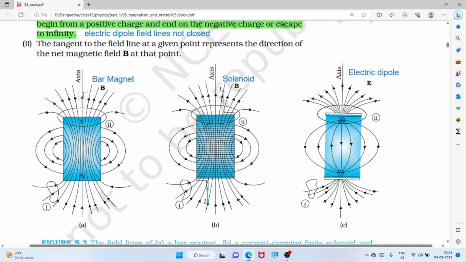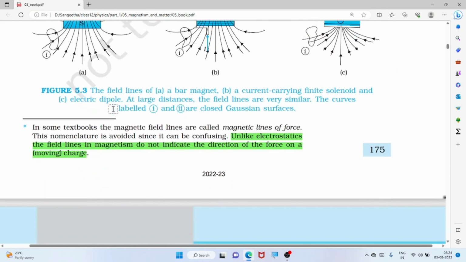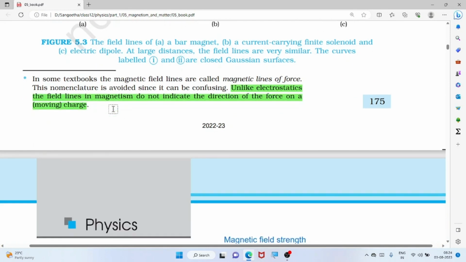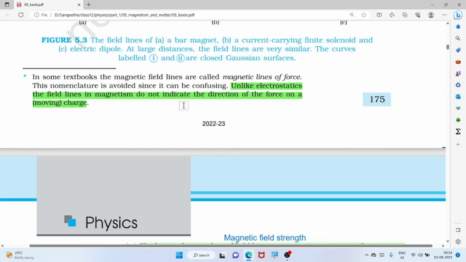So these are the field lines for a bar magnet. This is for the solenoid, similar to the bar magnet, but for the electric dipole it is different. It starts from the positive end and ends at the negative end. It is not a closed loop, whereas here it is a closed loop. Unlike electrostatics, the field lines in magnetism do not indicate the direction of the force.